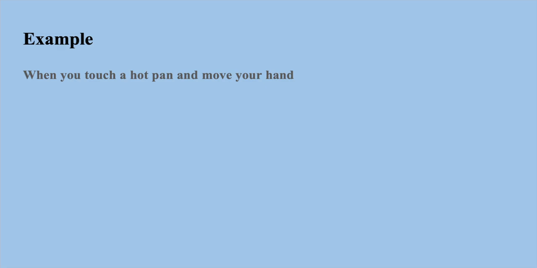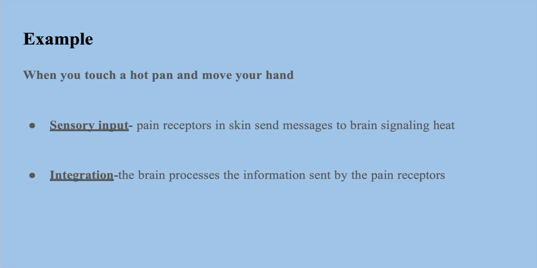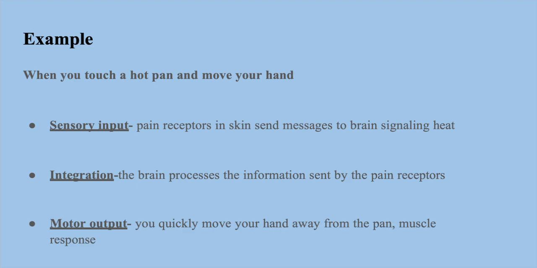Next, we're going to be talking about an example. This example is when you touch a hot pan and move your hand. Sensory input in this example would be when pain receptors in the skin send messages to the brain, signaling the presence of heat. Integration would be when the brain processes the information obtained by the skin receptors. And motor output would be when you quickly move your hand away from the pan in response to the presence of heat. And this would be voluntary because this is a muscle response.